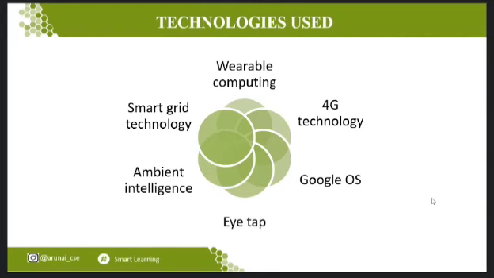Ambient technology or intelligence provides the seamless integration of the device to the electronic environment. They are sensitive and responsive to the presence of people. Smart grid technology is the technology used to assemble the information in an automated fashion to enhance the efficiency and the distribution of electricity.